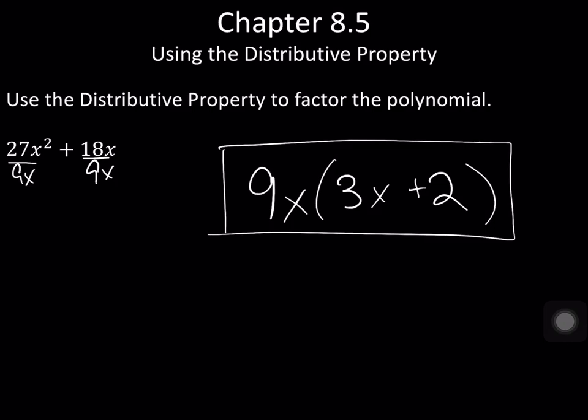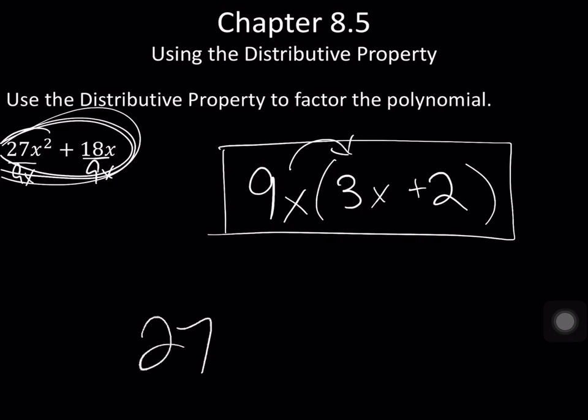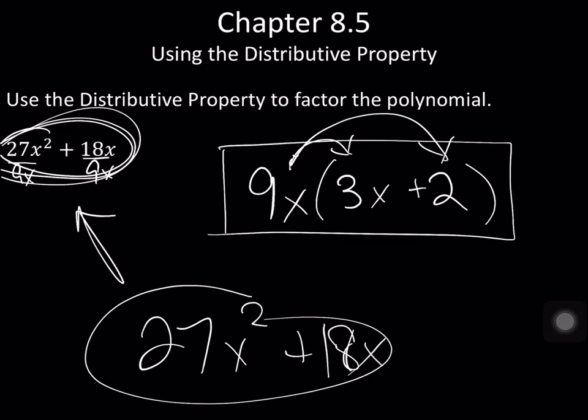These we can check, because if I wanted to redistribute, I should get back what I started with, that 27x squared plus 18x. Again, I don't always do the check step, but this is the check step. So if I were to take the 9x and put it back in, 9 times 3 is 27, x times x is x squared, 9 times 2 is positive 18, and x times nothing else is there is x. And this is what we started with, and so we feel really good about this being our factored form.